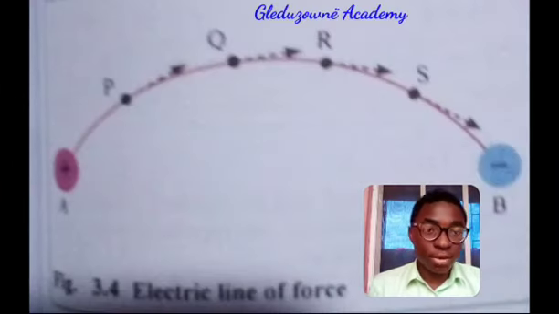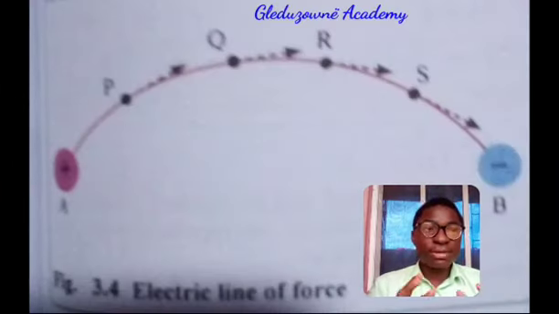Let's go back to this concept of electric line of force. We define it as an imaginary line that represents the path or direction of an electric force. I'm giving an alternative definition now. The line of force is a path in which an isolated small positive charge would move if placed on its own in that field.